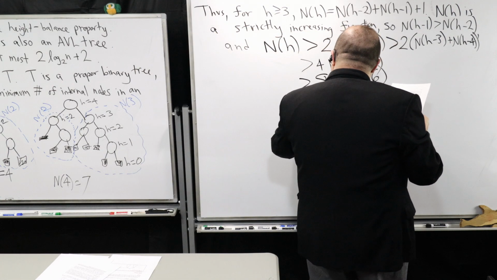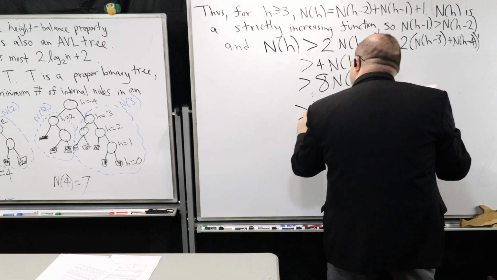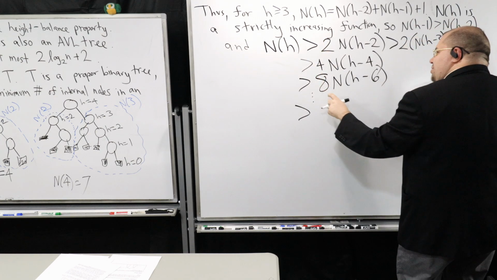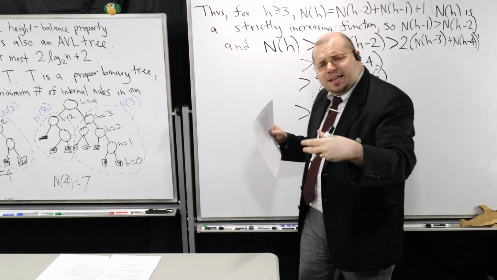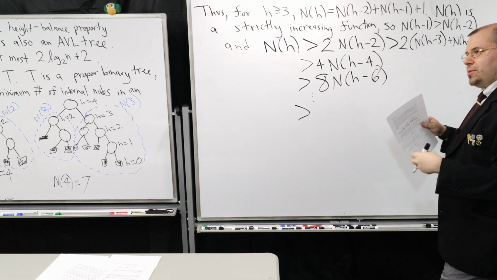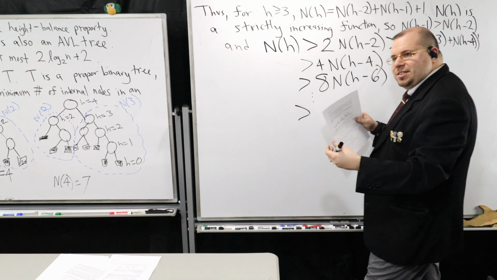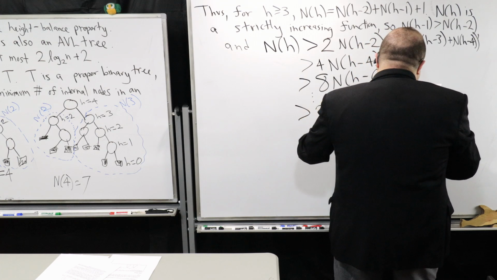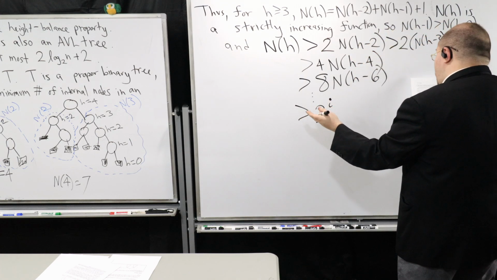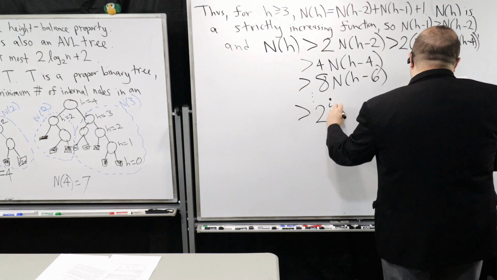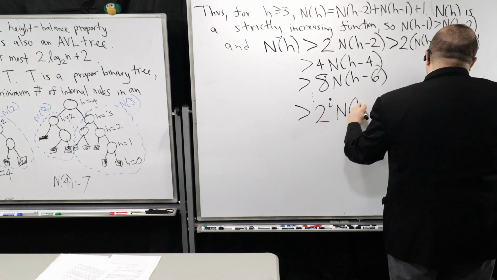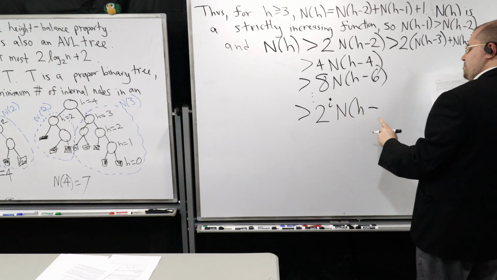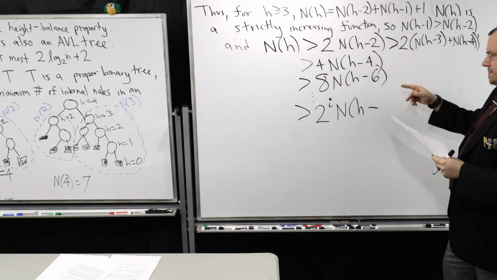So I can keep doing this over and over again, but notice that it's going up by powers of 2: 2, 4, 8, 16, 32, 64, 128, 256, etc. So I would end up with 2 to the power of i at some point. At some point, I'm going to have 2 to the power of i times h minus, well, I want you to think about this.